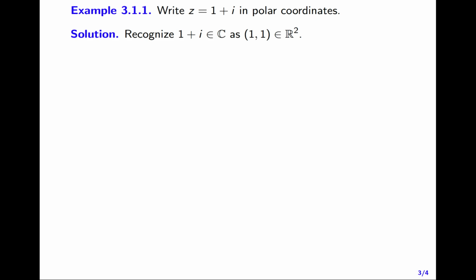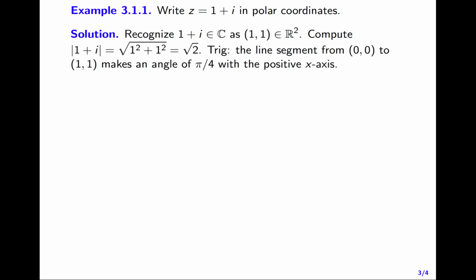Let's say we take z equal to 1 plus i. How can we write this in polar coordinates? Well, first we'll recognize 1 plus i, the complex number, as basically the same as the ordered pair (1, 1) in R2. So we compute the modulus of this complex number. The modulus of 1 plus i is the square root of 1 squared plus 1 squared, which is the square root of 2. And then we think about that angle theta. Trigonometry tells us that the line segment going from the origin (0, 0) to the point (1, 1) makes an angle of pi over 4 with the positive x-axis.